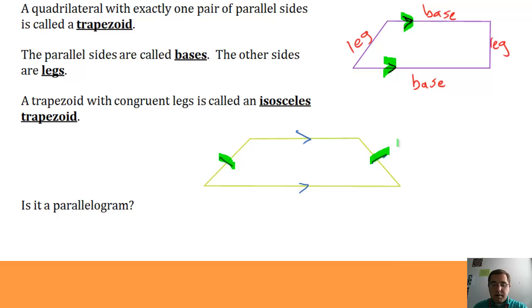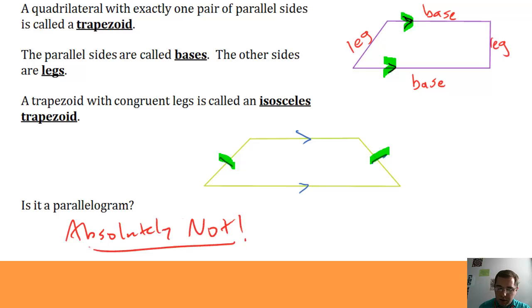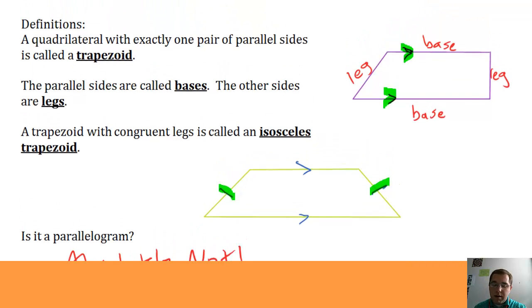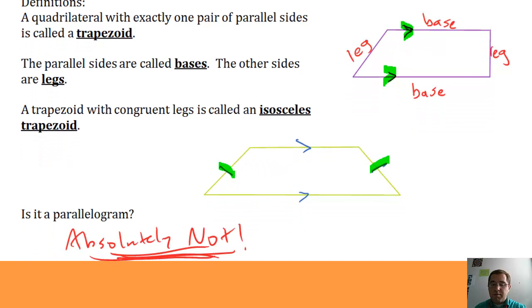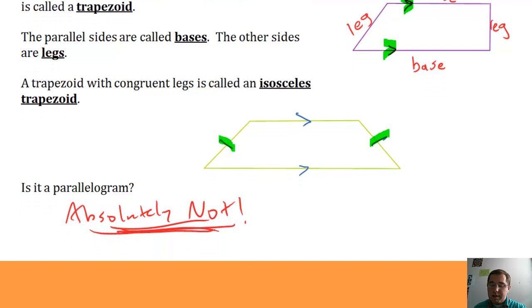Are trapezoids parallelograms? Absolutely not. You should be yelling that at your screen. No, they are not parallelograms. It's impossible for them to be parallelograms because they only have one pair of opposite sides parallel. They do not have two pairs. So they cannot, by definition, be parallelograms. Don't confuse trapezoids with parallelograms. They are all quadrilaterals, but not all quadrilaterals are parallelograms. Quadrilateral just means it has four sides.